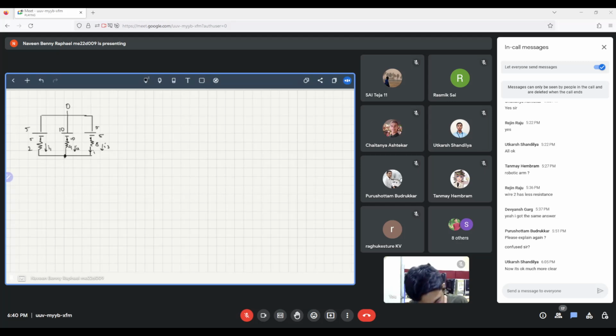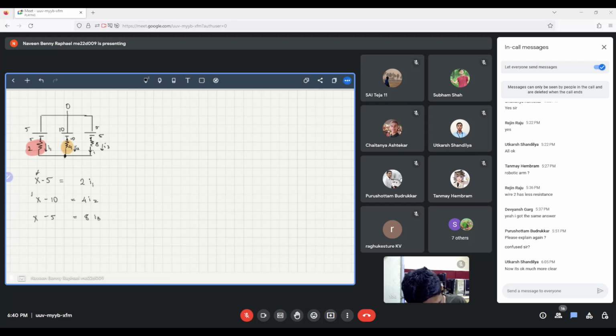Is someone speaking? No, right? Okay, never mind. So the potential difference across this resistor is X minus 5, and we know this is equal to 2 into I1. The potential difference across this resistor is X minus 10, and that gives us 4 into I2. The potential across the last resistor will be X minus 5 again because the potential here is 5, and this is equal to 8 into I3.